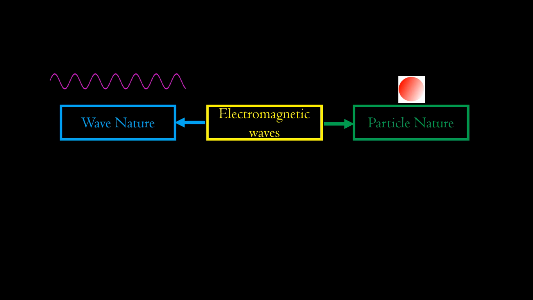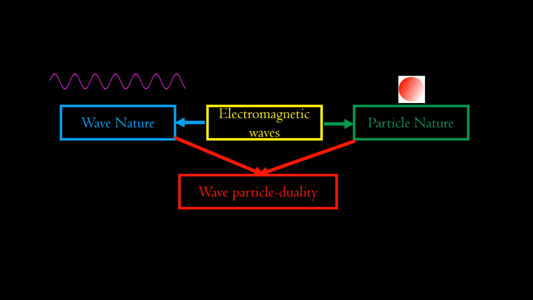Electromagnetic waves have both wave-like and particle-like properties, something called wave-particle duality. Sounds very fancy, doesn't it? Wave-particle duality. Does this sound confusing? Well, I'm about to confuse you even more.